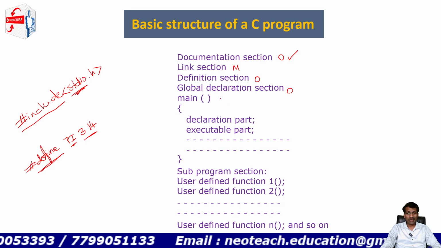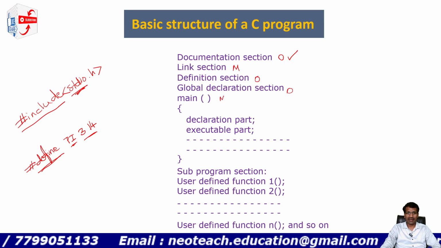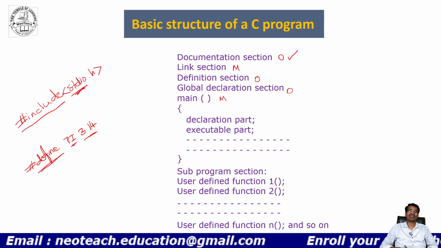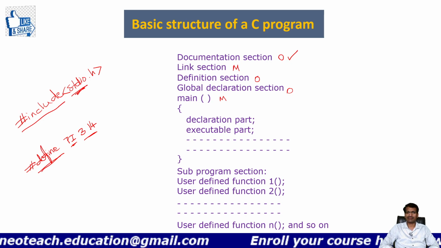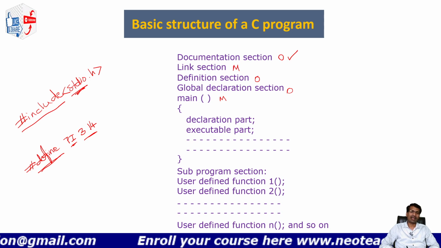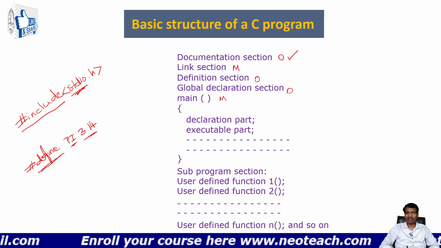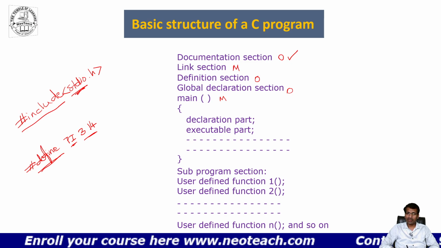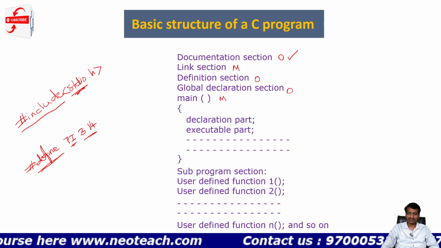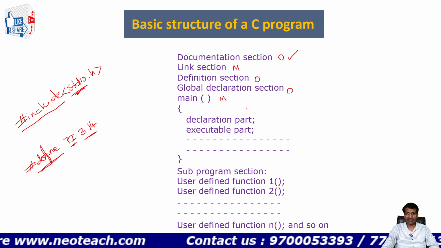And now this main function is mandatory. Actually, every C program contains at least one function that is called the main function. So the main function indicates the beginning of the program. Overall functionality we are writing in main, and all program control should be taken care of from the main function. That's why the main function is mandatory.